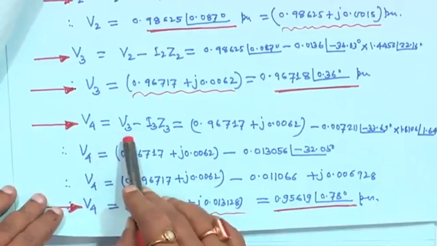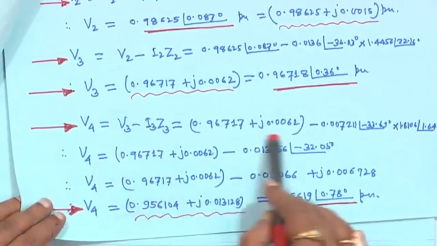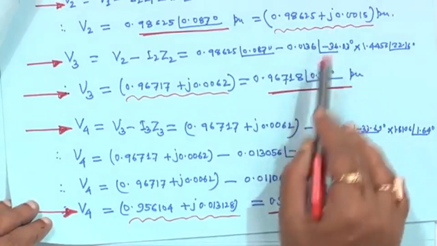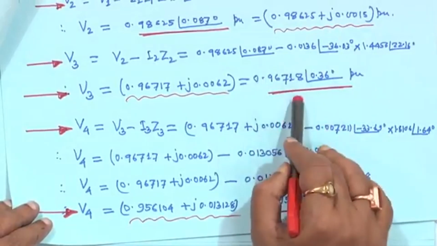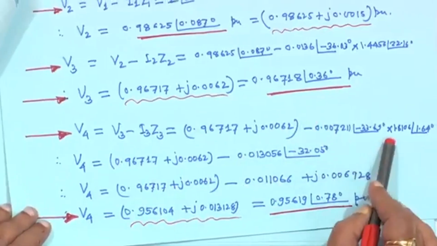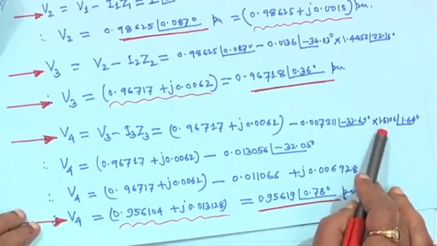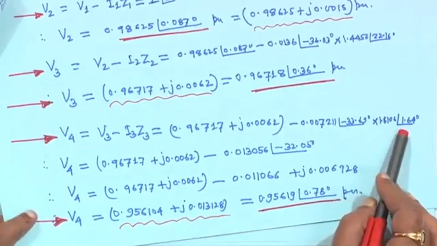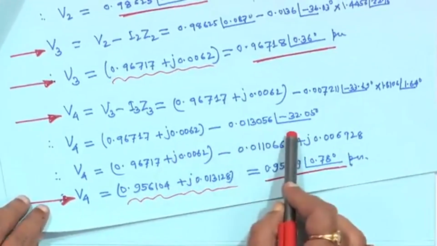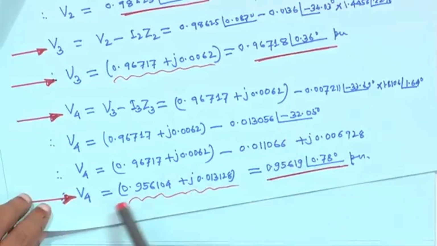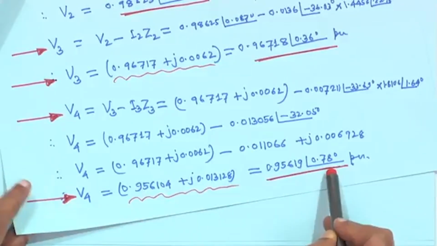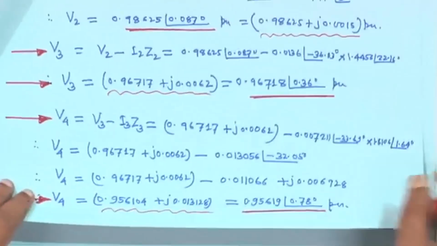Similarly, V3 is equal to V2 minus I2 Z2. Same as before, the V2 you got, you substitute, you will get this one, right. And V4 also, you just substitute I3 and Z3, because Z here is decreased, it is 1.8106 angle 1.6 degree. So, in the V4 case you do all the calculations and simplify, you will get V4 is equal to ultimately 0.95619 angle 0.78 degree, right. This is your result after the first iteration.